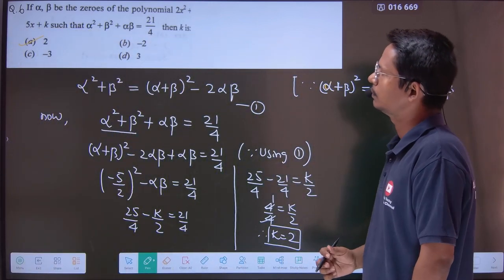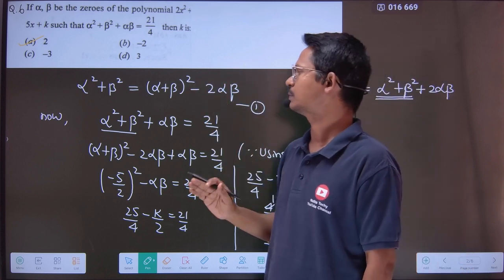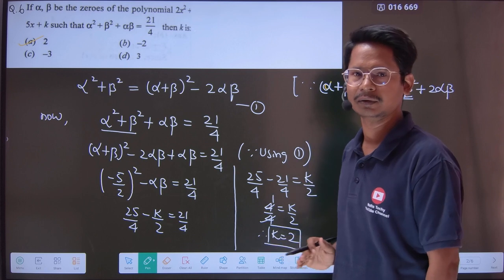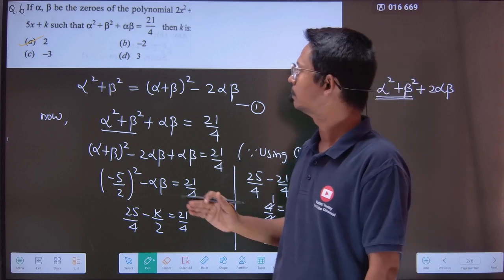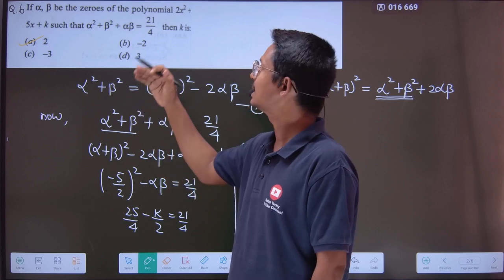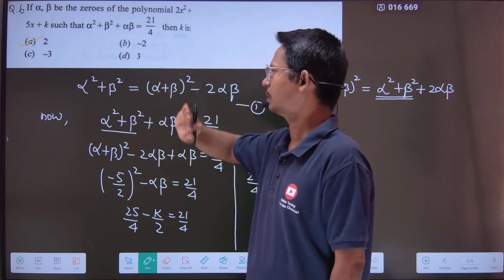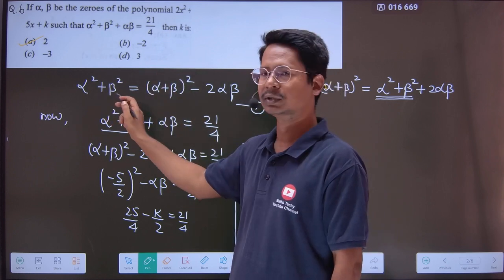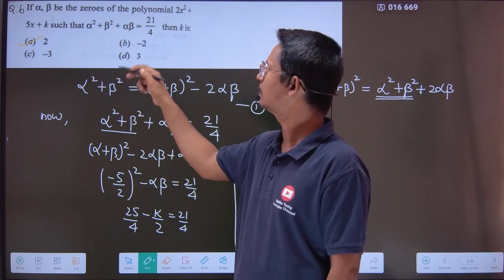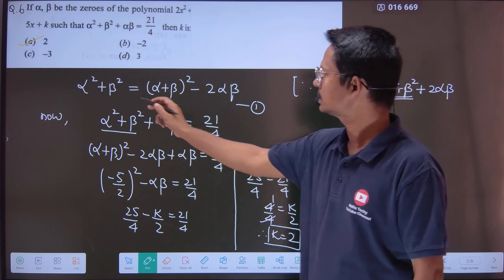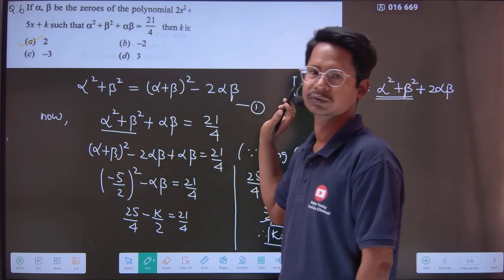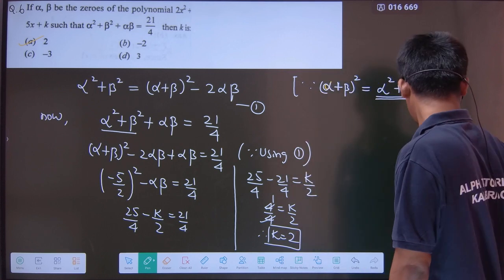So if they give sum of zeros and product of zeros, you can make use of coefficients directly. If they are not given, first you need to convert the given zeros in terms of a sum of zeros and a product of zeros. It is not sum of zeros, it is sum of squares of zeros, which is different from a sum of zeros. So this I have expressed as a sum of zeros and a product of zeros. Fine. Next one.